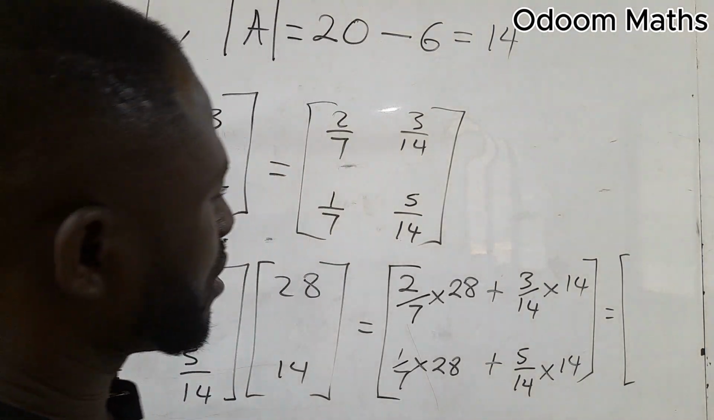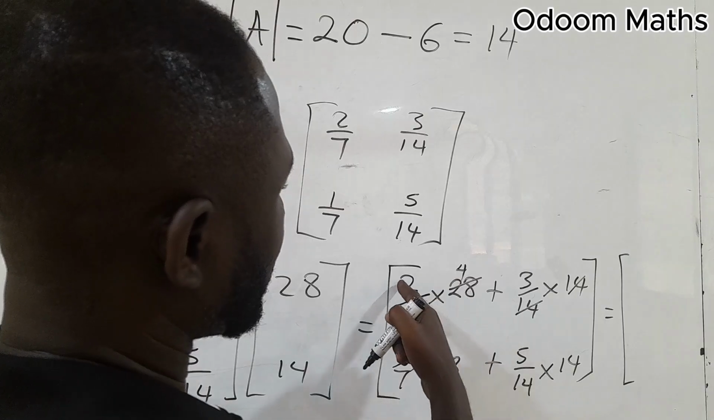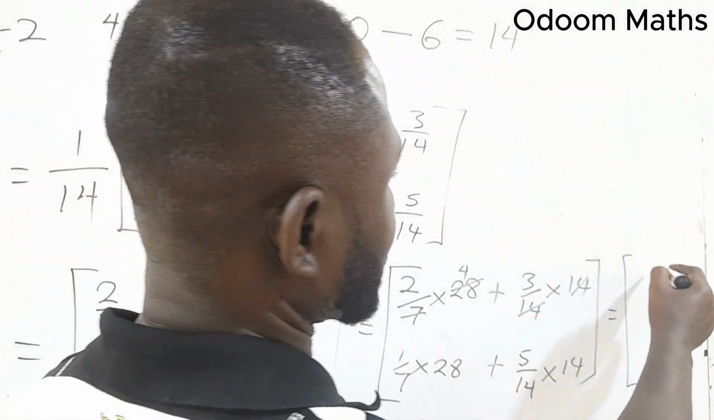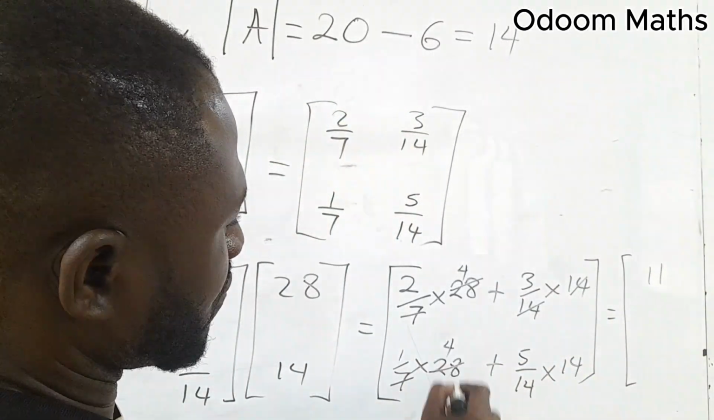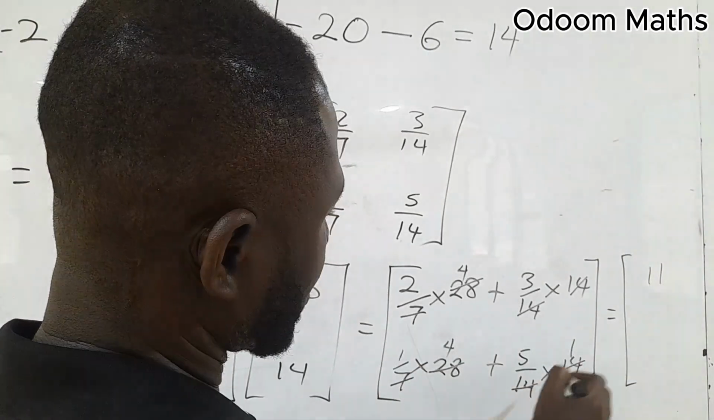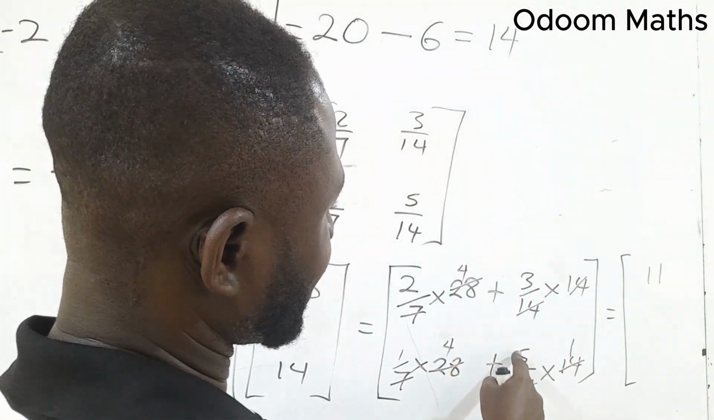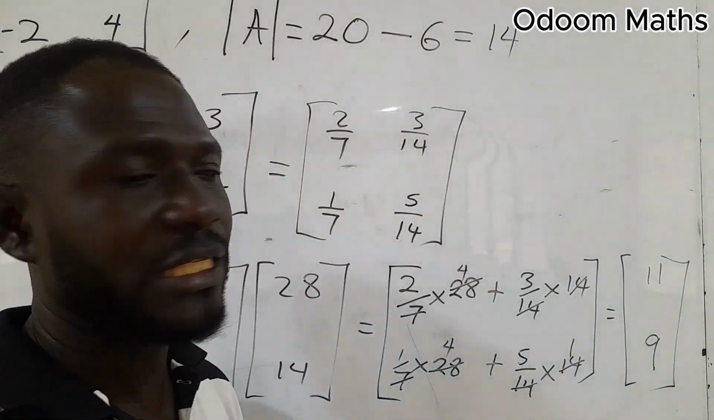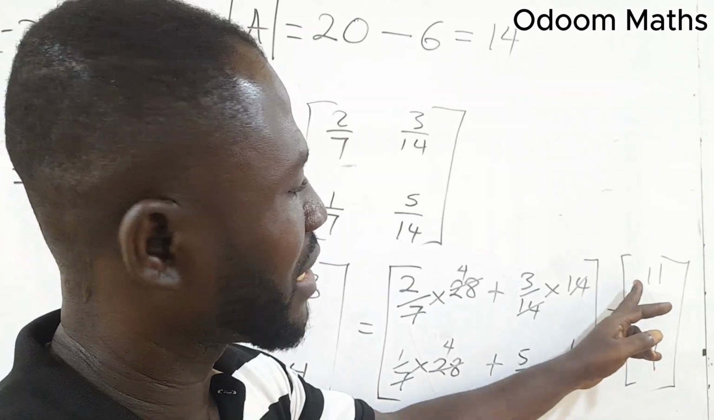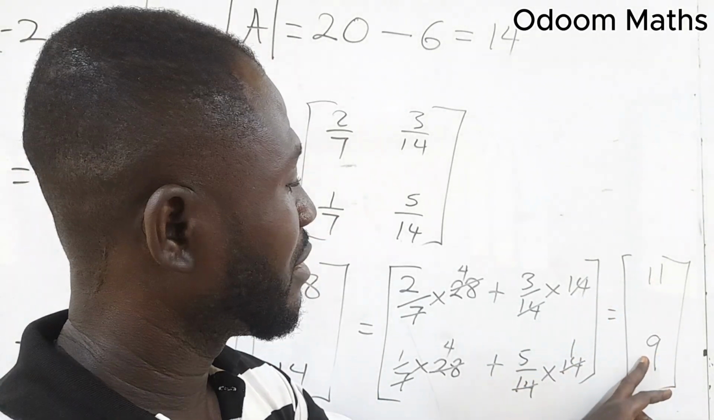So in multiplying, 7 into 28, 4 times 2 is 8 plus 3 becomes 11 here. Now 7 into 28 again is 4. 14 into 14 is also 1. So 1 times 4 is 4. 5 times 1 is also 5. So 4 plus 5 is 9. Okay, so this tells us that for the value of x, it's 11, and that of y is 9.